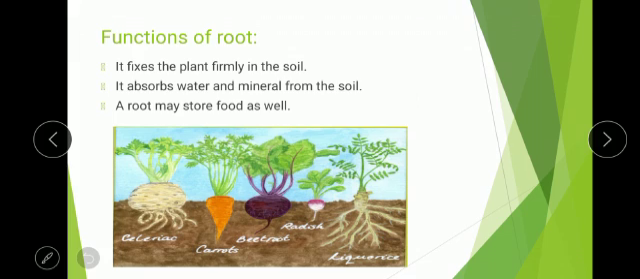Function of root. As we discussed earlier, it fixes the plant firmly in the soil. It absorbs water and minerals from the soil with the help of root hairs that are present a little above the root tip. A root may store food as well, for example, carrot, radish, beetroot.